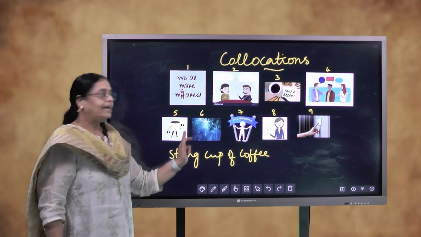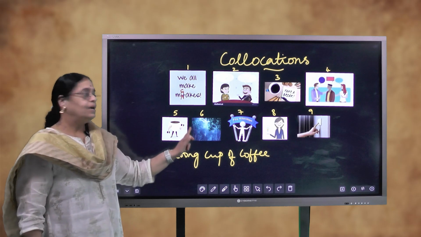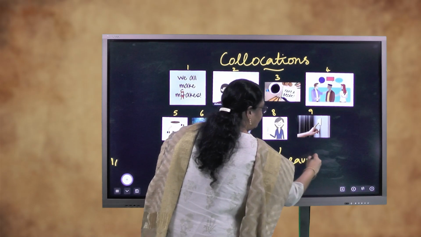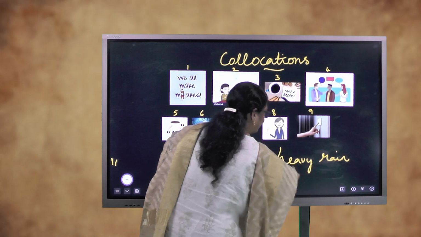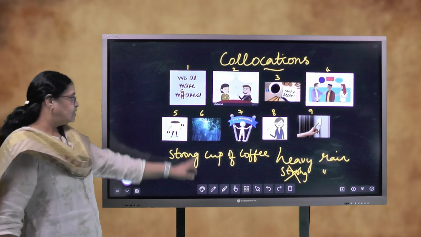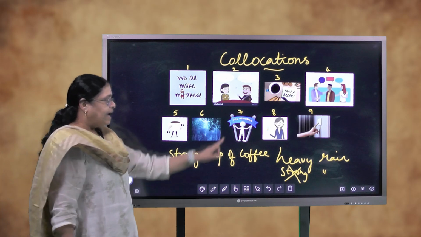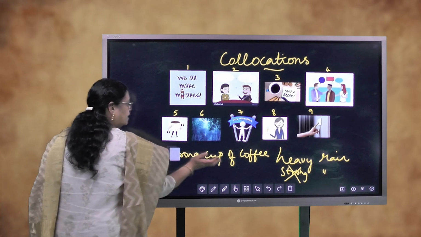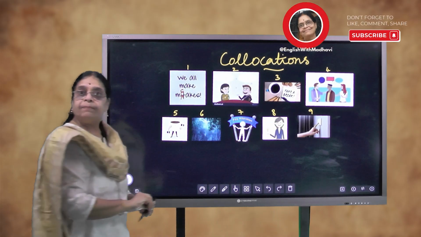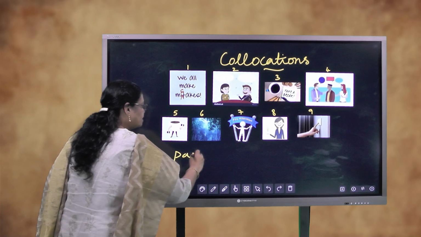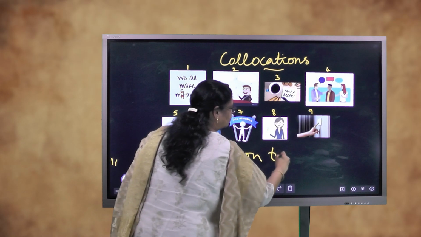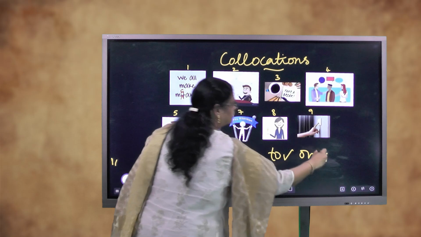But heavy can actually collocate with the next image where we have rain. We are supposed to say heavy rain. Heavy rain is the right collocation and not strong rain or powerful rain. This is a wrong usage. So the collocation here is heavy rain. And the next one is pay attention. So when we use the phrase pay attention, we are supposed to say pay attention to something, not on something. Pay attention to is correct and on is wrong.